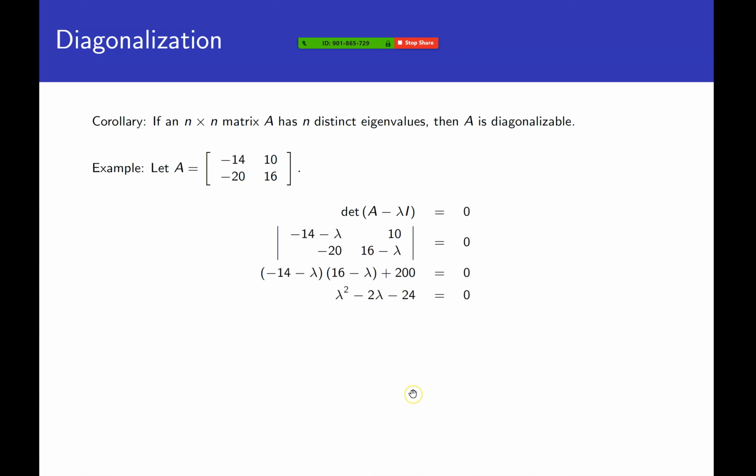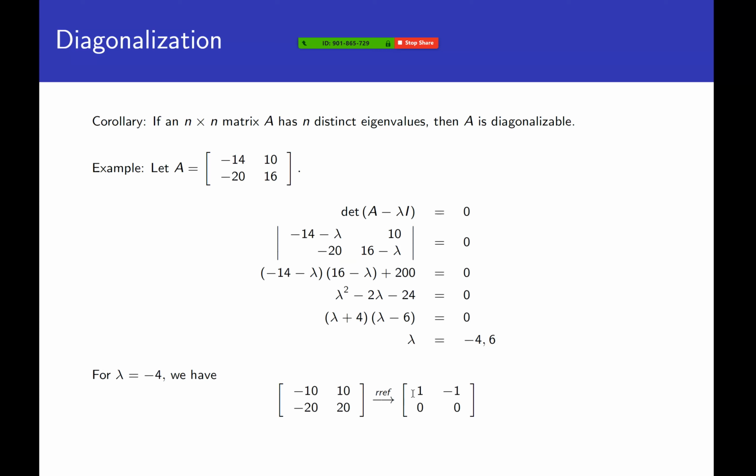If you simplify all of that mess, which is actually not all that bad, you get lambda squared minus 2 lambda minus 24. And that factors nicely, because I wouldn't have put one in this lecture had it not factored nicely to start with. So I see that my eigenvalues in this case are negative 4 and 6.